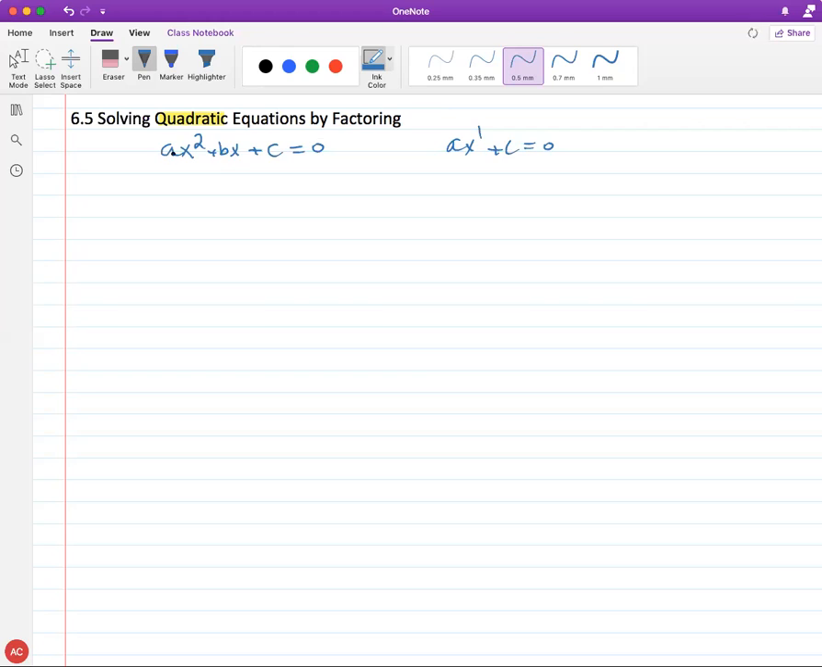Okay, so this is the form of quadratic equations. There's always the second power. The highest power is the second power. And the left side of the equation is basically a trinomial. This is what we saw before, a trinomial. We just added an equal sign and another side to it, and it turns into an equation.